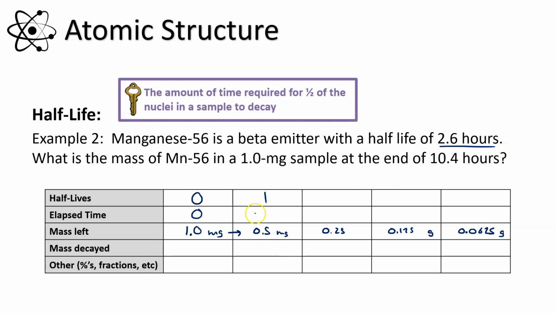That means after one half-life, 2.6 hours has passed. After two half-lives, we've gone another 2.6 hours on top of this one for a total of 5.2. After three half-lives, another 2.6 hours has passed for a total of 7.8 hours. And another 2.6 hours has passed for four half-lives in a total of 10.4 hours. You could keep going if you wanted to, but if you go reread this question, we don't have to, because right here I've got my answer. It says, what is the mass of manganese-56 at the end of 10.4 hours? And that's where I'm at. So the official answer here would be 0.0625 milligrams.